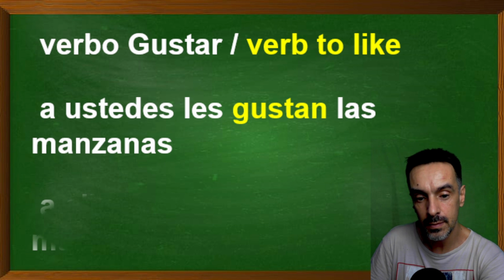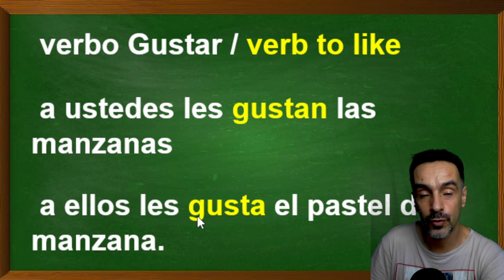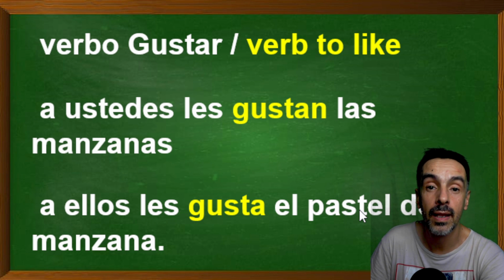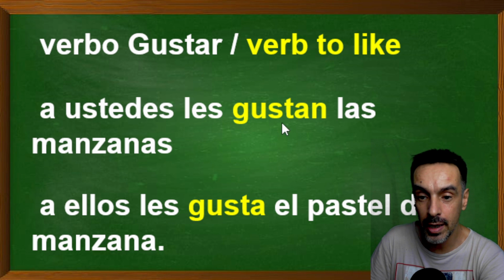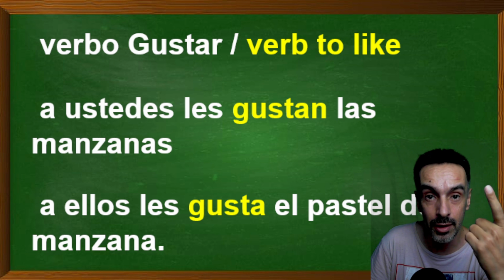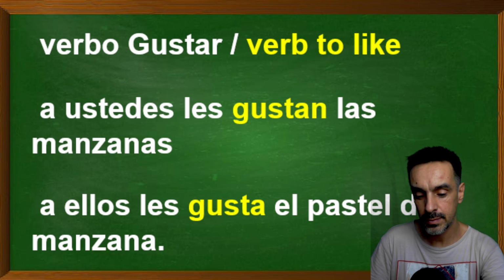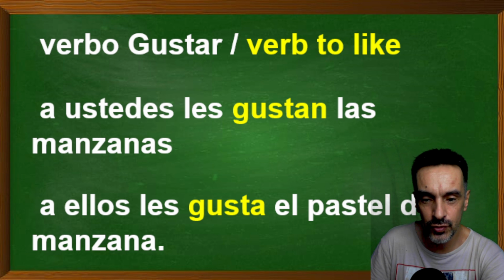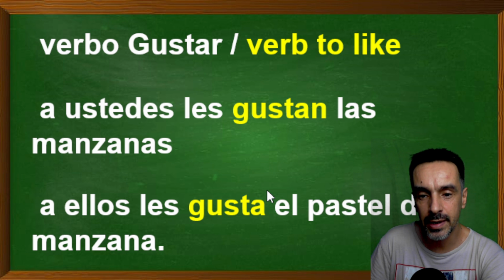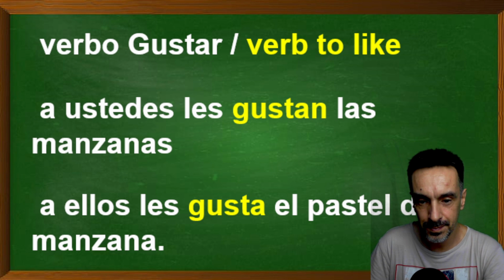So it's plural. But let's say you talk about the cake or tart of apple, a ellos les gusta el pastel de manzana. Why gusta and not gustan? Because el pastel is one, is singular, not plural, even though you're talking about they. A ellos les gusta el pastel de manzana. Right? I hope then it's clear.